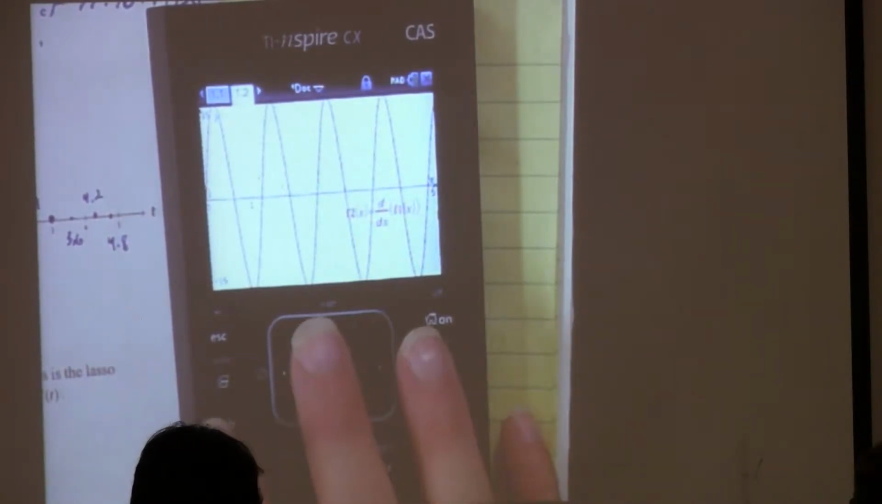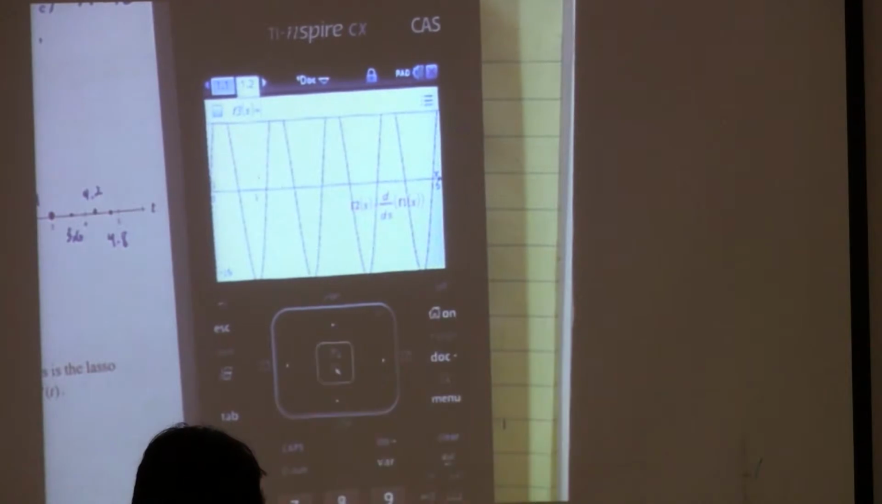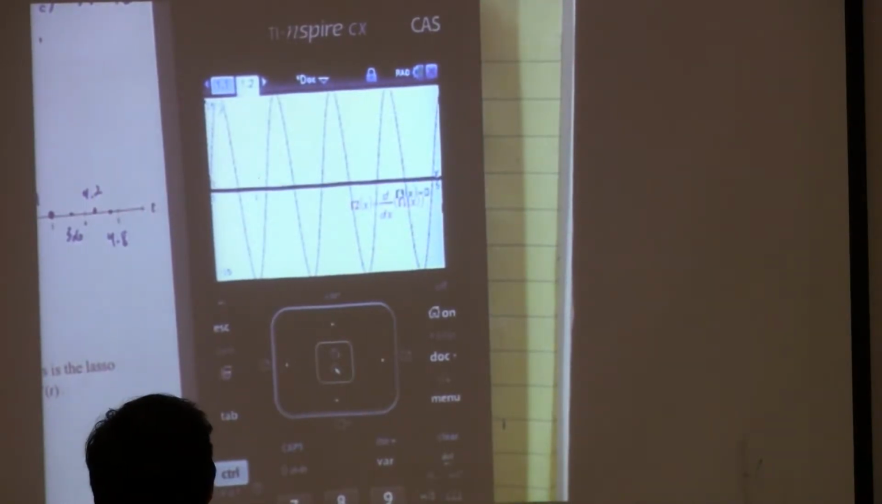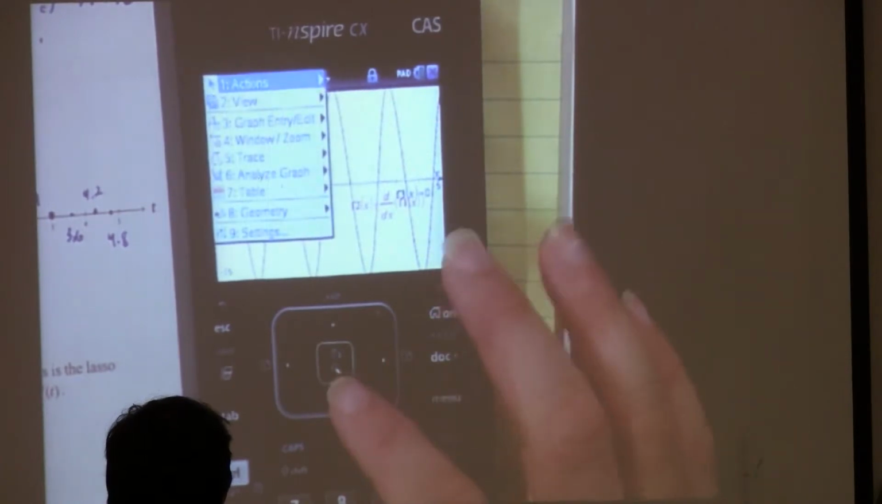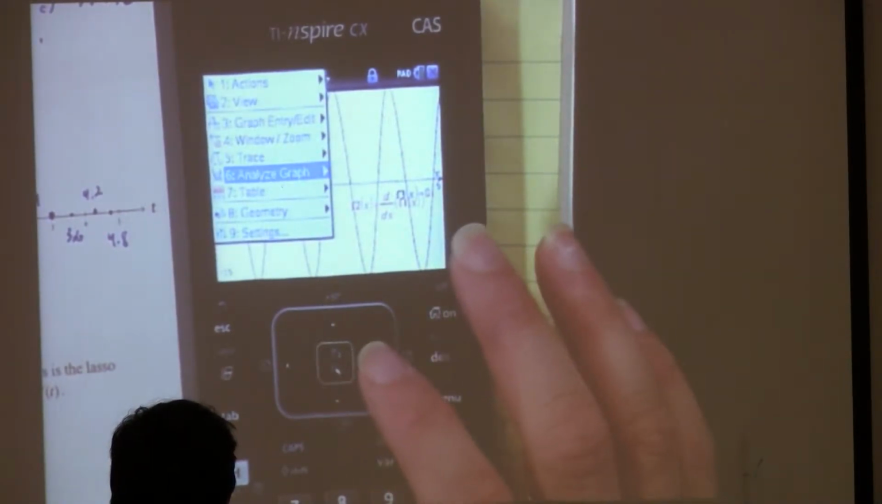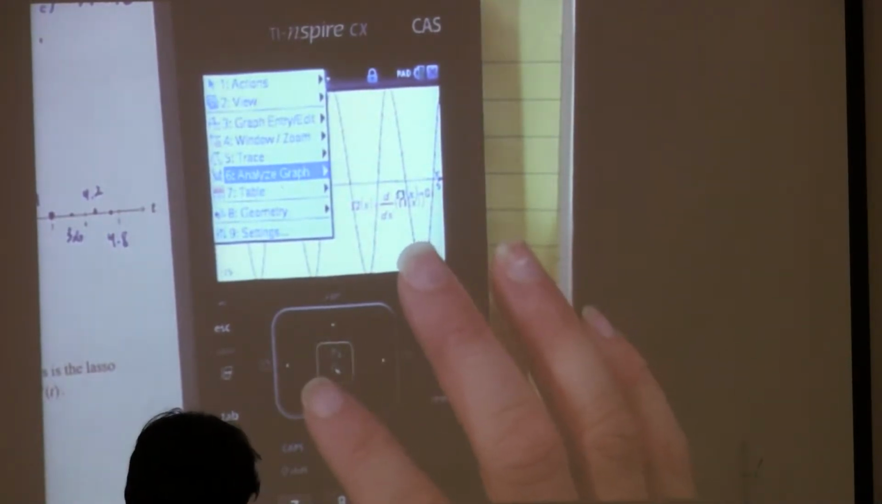It's like this. So go to tab. Okay? And we're gonna put f3 of x is equal to 0. So it's gonna draw a line there on the x-axis. Okay? And then we're gonna find where they intersect, right? But I'm not gonna use the one under analyze graph, because that one only gives me one at a time, just the way the 0 one was, right?